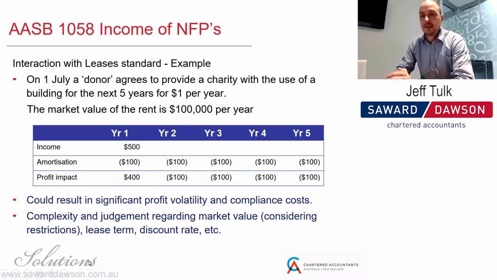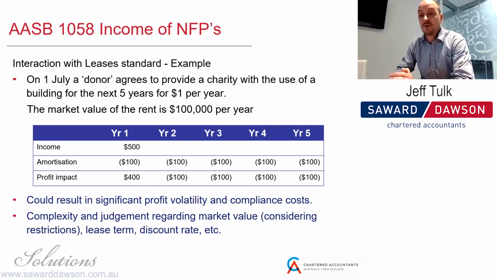I will give you an example. On 1 July, let's say, a donor agrees to provide a charity with the use of a building for 5 years at $1 per year. This would be a common peppercorn lease scenario. In this case, the market value of the rent is $100,000 per year. In the table, I've simply removed the thousands. So in year 1, I've received the right to use this property. I've ignored discounting in my calculation, but in effect, I've received rent-free for 5 years, which would have cost me, if I had to go to the market and rent this property, $500,000. So I've received that benefit up front.